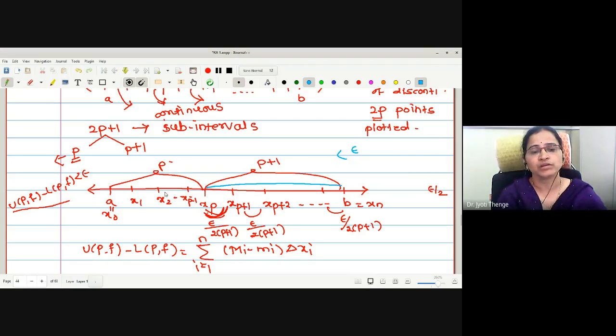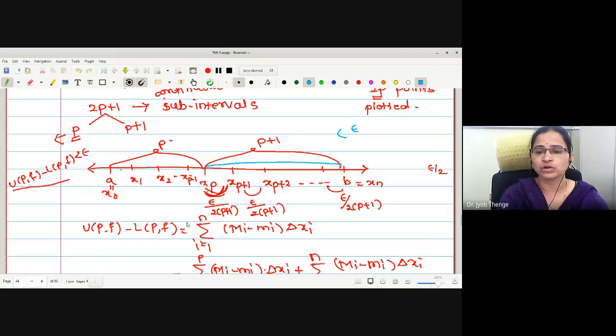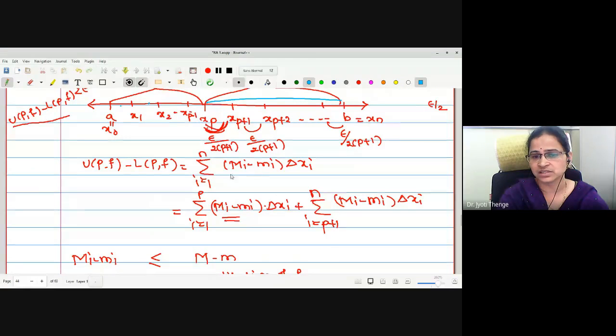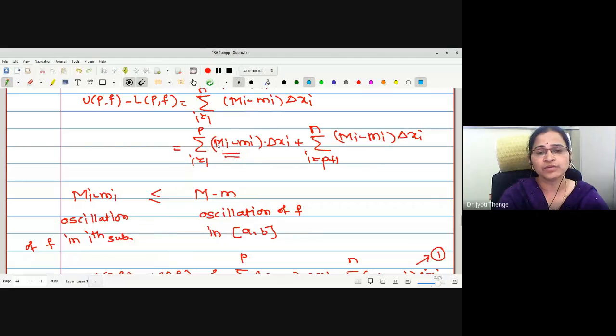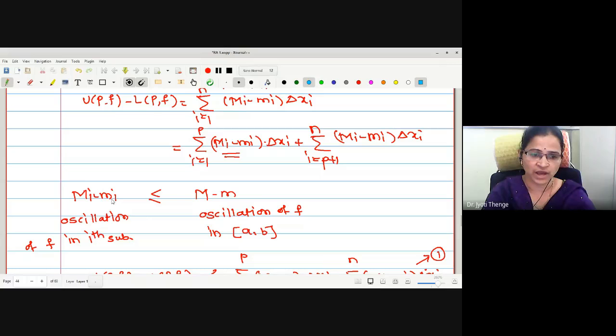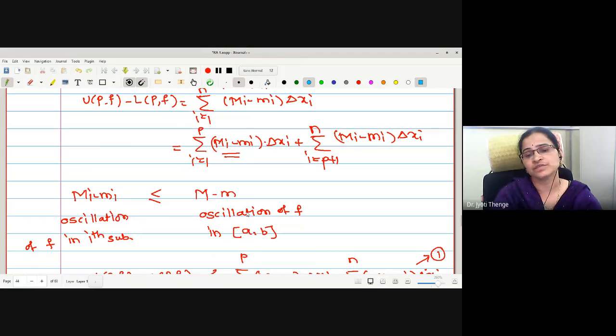The question is about the first P subintervals, in which every subinterval contains one point of discontinuity. Therefore, to find the contribution, we divided the summation into two parts: the first part containing the P points of discontinuity, and the second part where the function is continuous. Later, we understood the relation between capital Mi, small mi, the oscillation of the function in the ith subinterval, and the oscillation of the function on the whole interval AB. The obvious relation is capital Mi minus small mi is less than or equal to capital M minus small m.